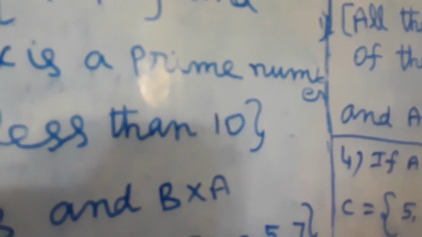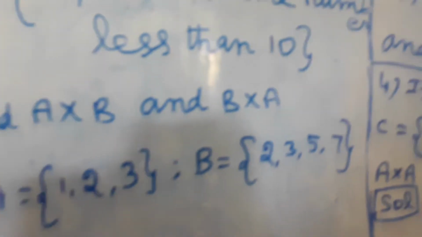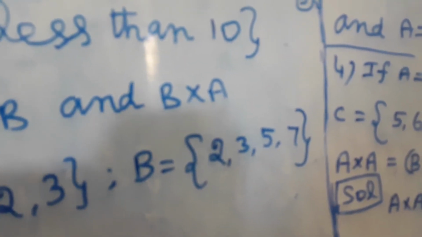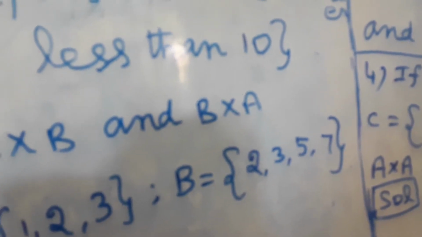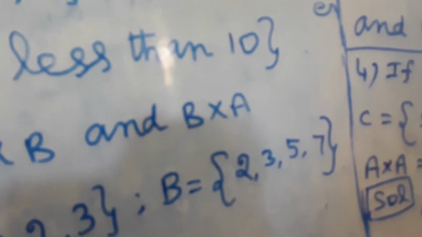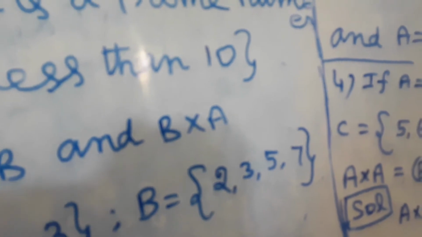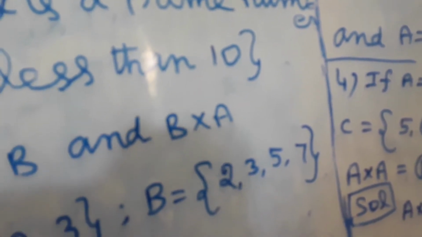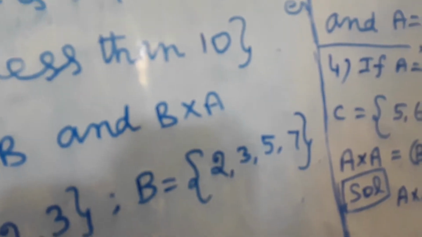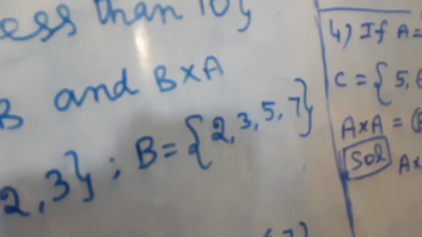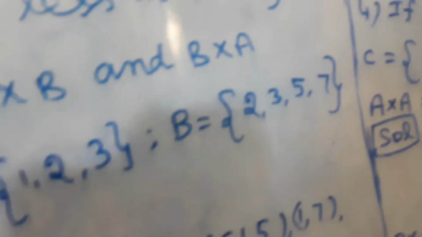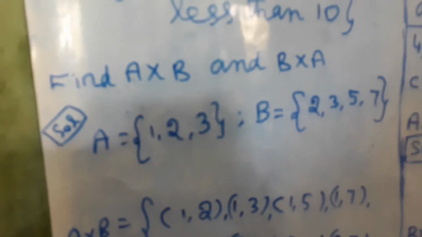first we build the set B. B equal to 2 is a prime number, 3 is a prime number, 5 is a prime number, 7 is a prime number. 9 is not a prime number since 3 can divide 9. Therefore, 2, 3, 5, 7 are the prime numbers. Set B is {2, 3, 5, 7}. Given set A equal to {1, 2, 3}.